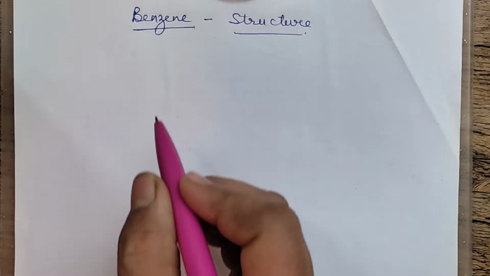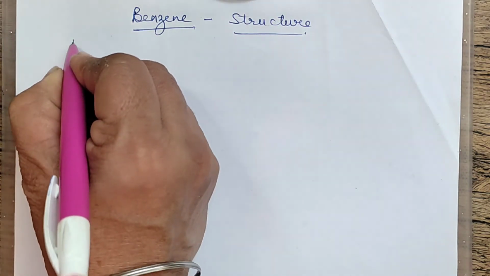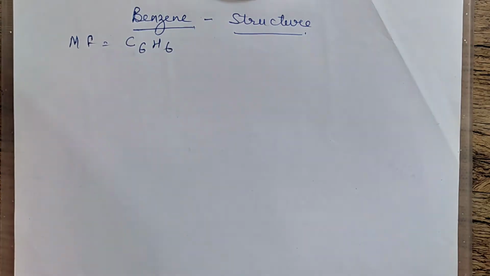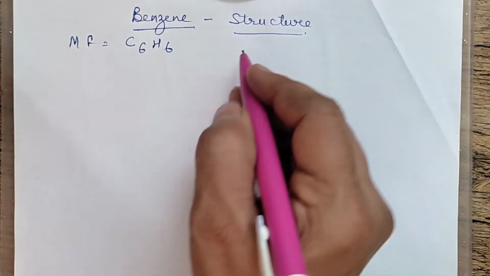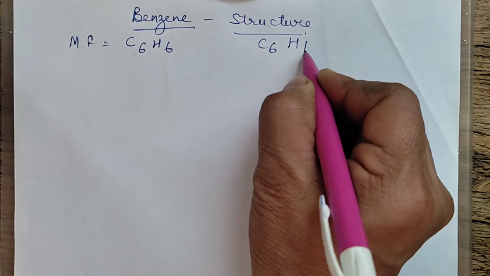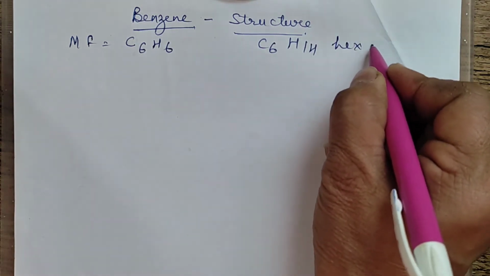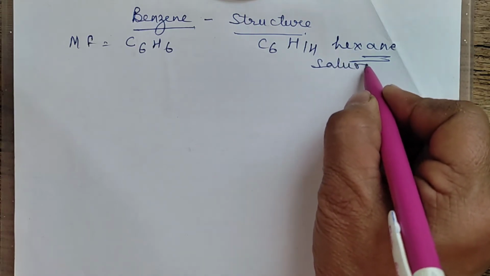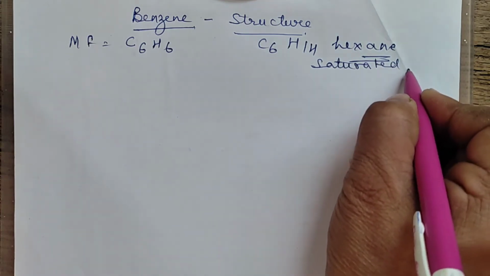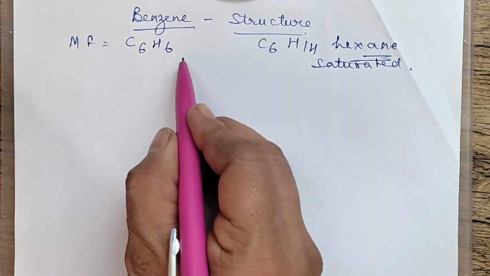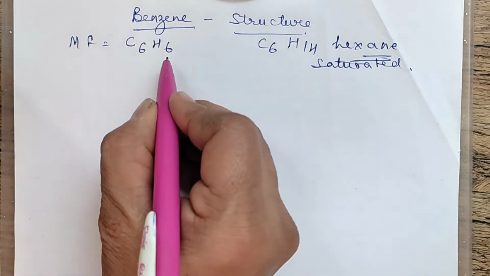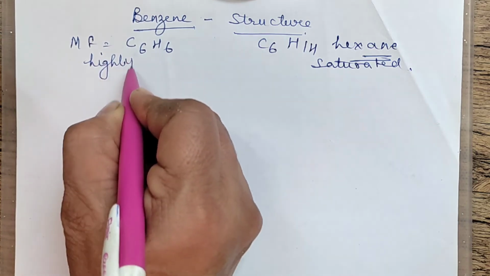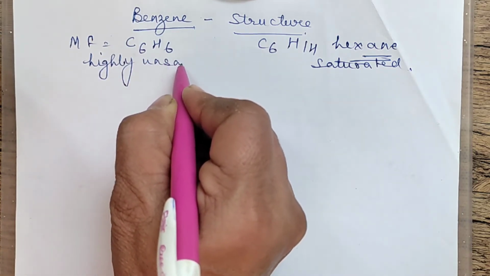Now if you see, the molecular formula of benzene is C6H6, and if you compare it with C6H14, that is hexane, which was a saturated hydrocarbon. Hexane is a saturated hydrocarbon. If you compare the molecular formula with that, it implies that benzene should be highly unsaturated.